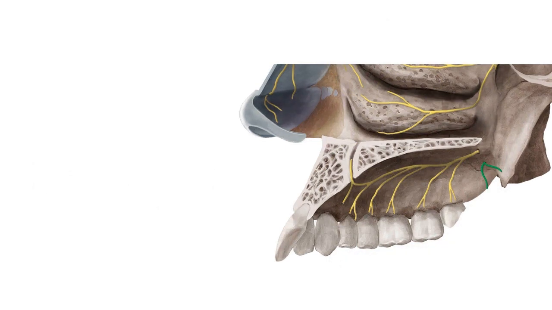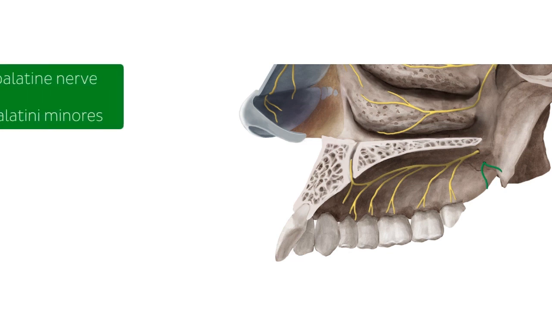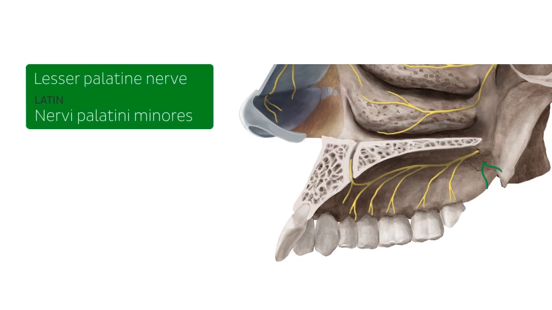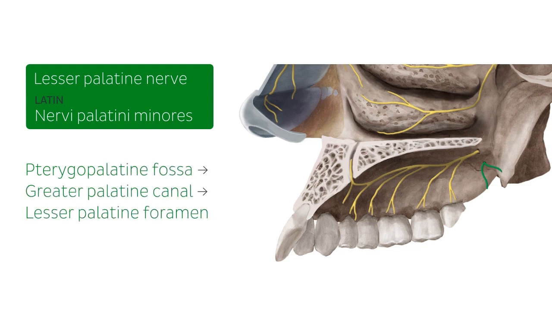And the final nerve that innervates the palate, that arises from the pterygopalatine ganglion, is the lesser palatine nerve. Like the greater palatine nerve, the lesser palatine nerve passes through the greater palatine canal from the pterygopalatine ganglion. However, it enters the nasal cavity through a different foramen, the lesser palatine foramen, and the lesser palatine nerve also innervates the soft palate, as well as the uvula and the tonsil within the oral cavity. And in this image, we can see it emerging from the lesser palatine foramen to innervate the soft palate, which is not pictured here.